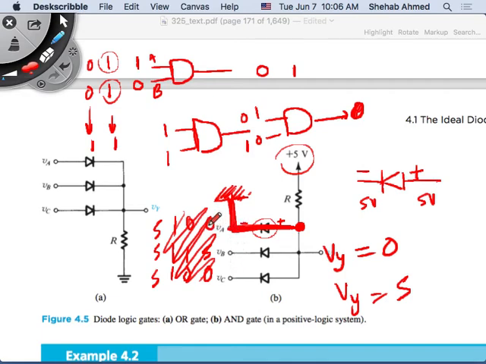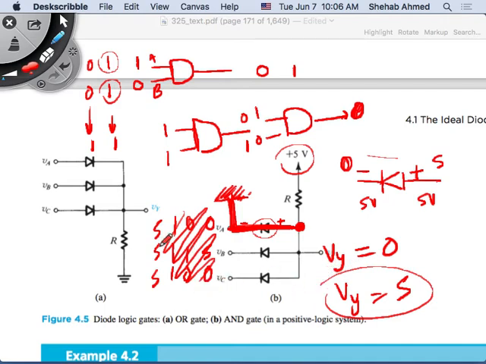Anytime you put a 0 here and you have 5 here, that means the diode will conduct. As soon as one of them conducts, it connects this node to ground. As soon as this node connects to ground, then Vy is 0. So as soon as any of them are 0, this node's output is 0. That's why Va and Vb and Vc have to be 1 for you to get a Vy equal to 1. Right? So that's an AND circuit using diodes.